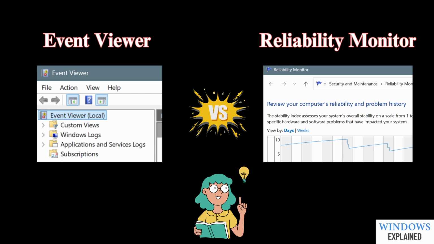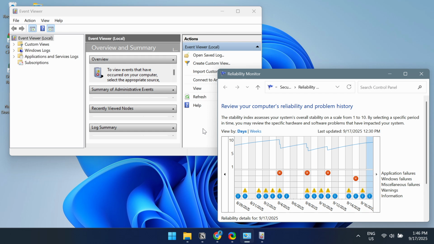Has your PC ever crashed, frozen, or shown some random error, and you had no clue what caused it? Well, Windows actually has two built-in tools that can tell you exactly what went wrong: the Event Viewer and Reliability Monitor. But which one should you use? Let's find out.